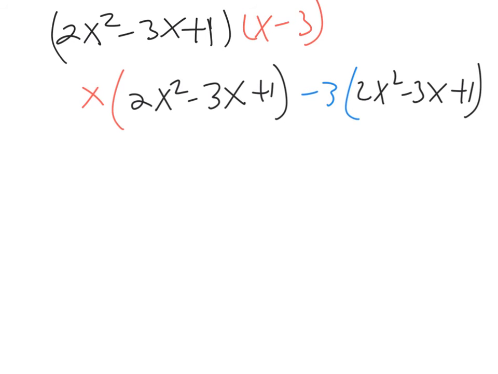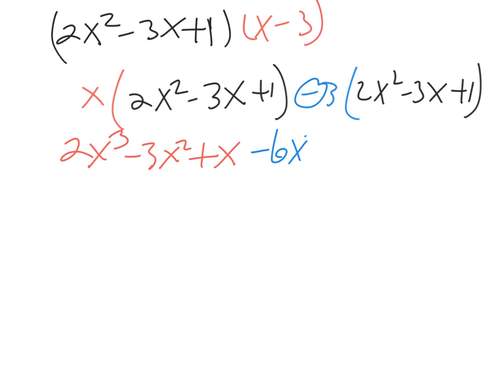So the first one looks like this. We get started out. So we've got 2x cubed. So again, x times 2x squared is 2x cubed, minus 3x squared. So that's x times negative 3x. And then x times 1 is plus x. Then, again, by the way, don't lose your negative in front here. So we've got negative 3x times 2x squared is minus 6x squared. Negative 3x times negative 3 is plus 9x. There we go. And negative 3 times 1 is minus 3.